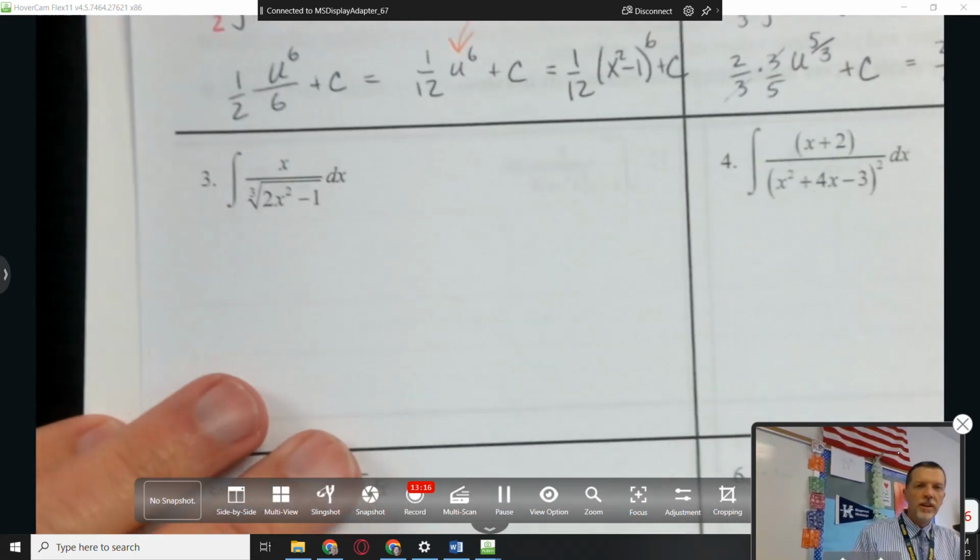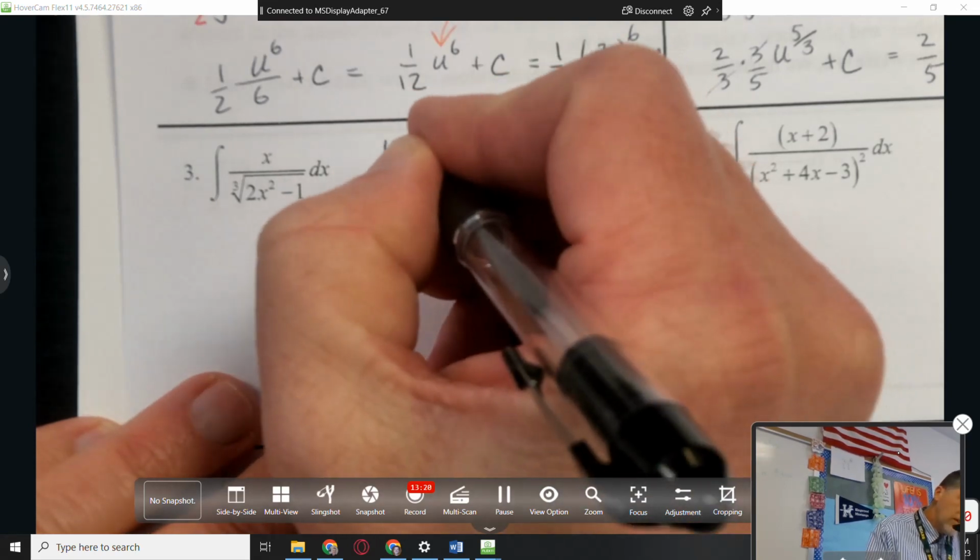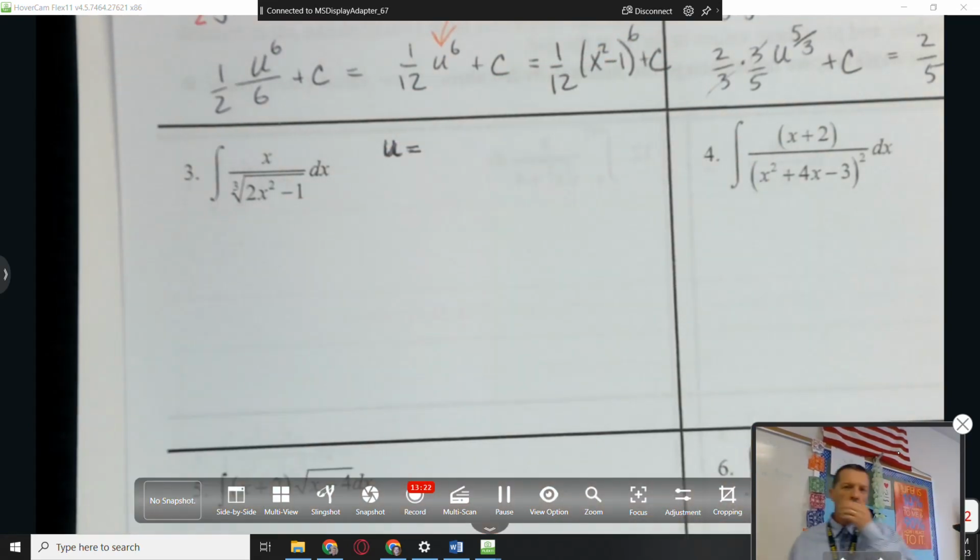Number 3. Okay, a little bit uglier, but again, I want to pick u to be something so that du shows up. But there's no quotient rule when you're taking the derivative. No, there's no quotient rule, so I'm going to hope that takes care of itself in a minute. Any ideas on what u could be? Even peeking ahead so that du would show up?